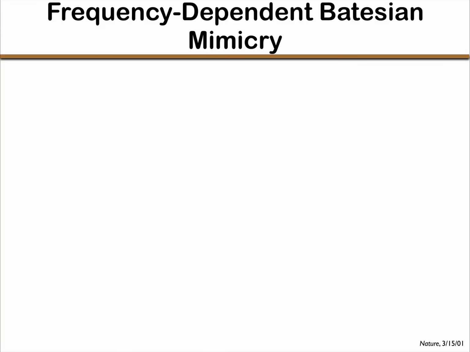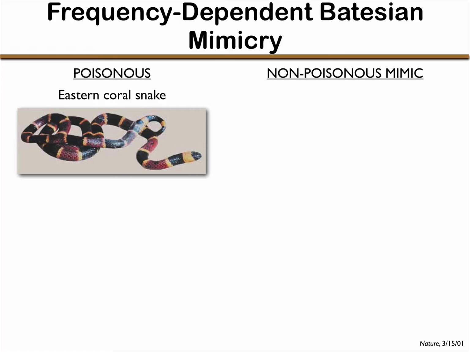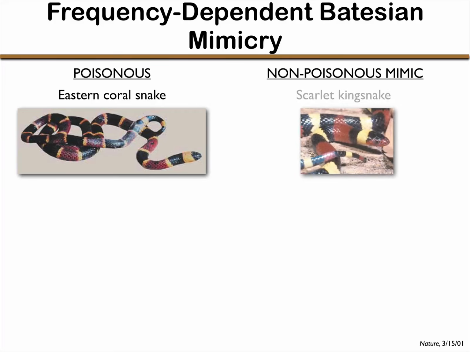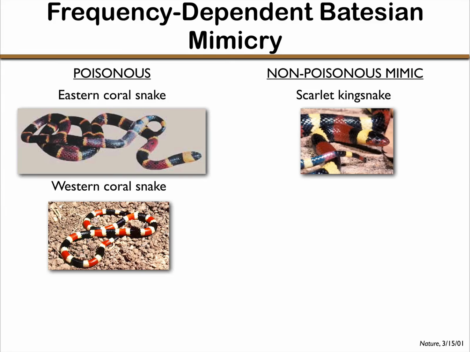Okay, there is a phenomenon called frequency-dependent Batesian mimicry, and we see it in snakes. We see it in snakes found in the eastern United States, as well as other species found in the western part of the United States. So in the eastern part of the United States, we have the eastern coral snake, which is very, very poisonous, but the scarlet king snake is not, and it's non-poisonous, but it does mimic it in terms of coloration.